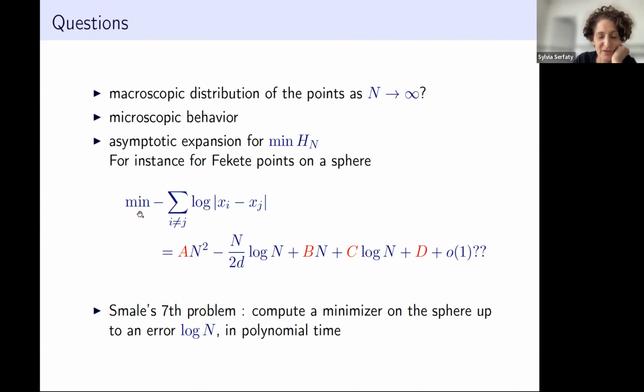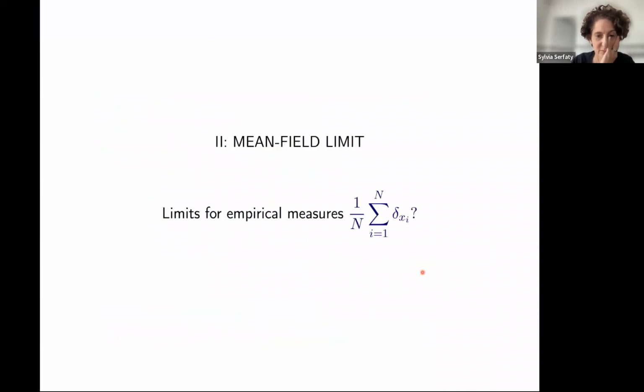To prove, for instance, here that the minimum of the logarithmic energy on a sphere has an expansion in n, in powers of n, but also involving log n. And it's still an open question to describe all the coefficients in this expansion. So for now, finding the coefficient A is easy. We can access the coefficient B. But beyond that, I think it's still completely open. And it's related somehow to Smale's problem, Seven's problem.